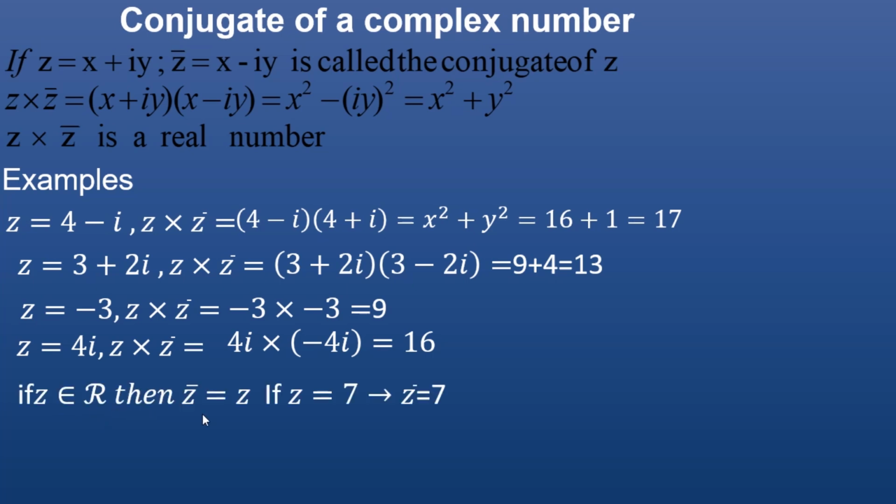If z belongs to R, z bar equals z. For example, if z equals 7, z bar equals 7, because z equals 7 plus 0i. z bar equals 7 minus 0i, still 7.